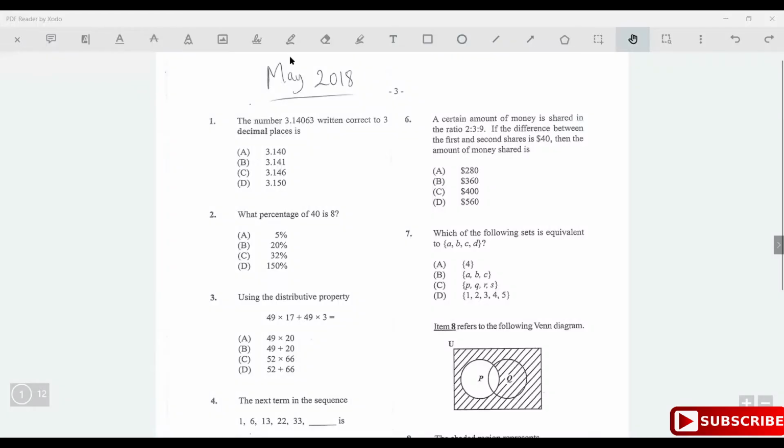Point 0 6, correct to 3 decimal places. To 3 decimal places, that's right here. But because 6 is greater than 5, we're going to round it up. So we round it up to 1, so it's 3.141.